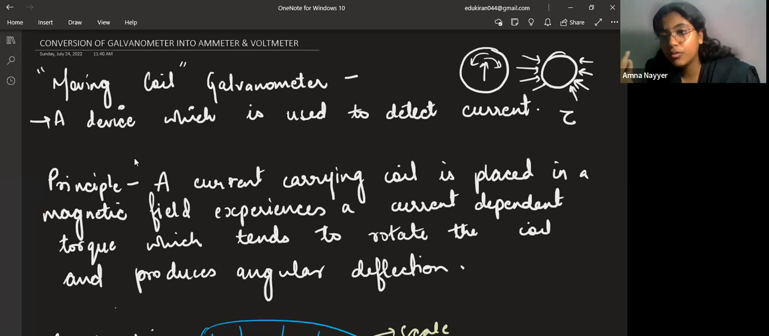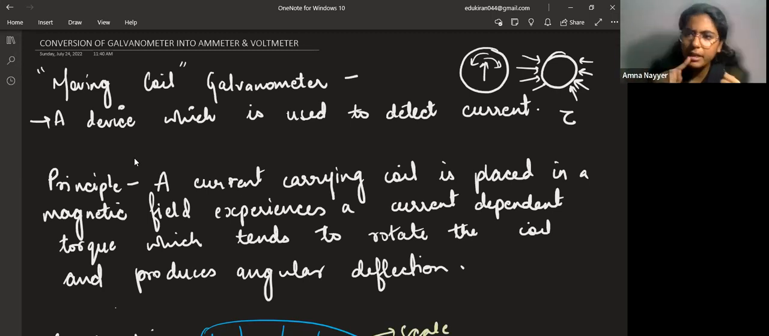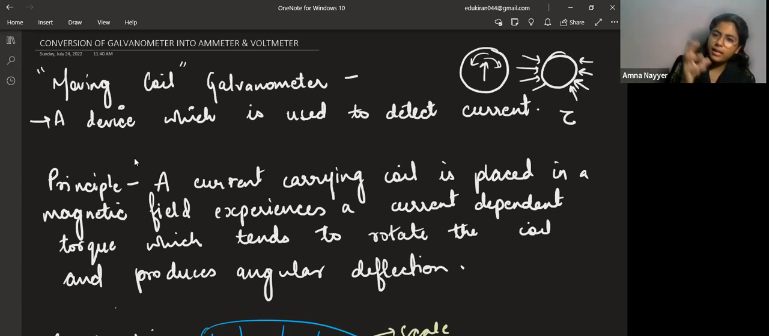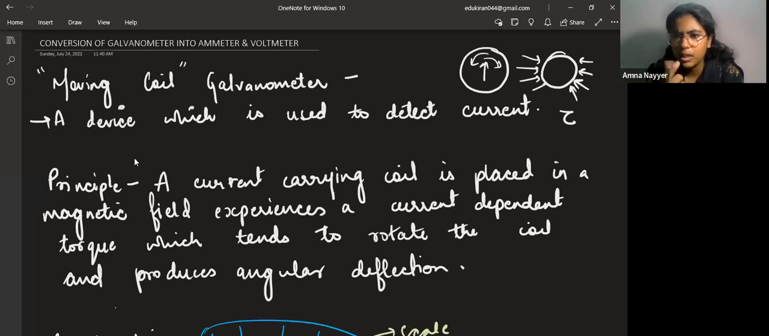But how much current is flowing, what is the intensity of current flow, that is calculated using your ammeter. Ammeter will give you the exact value for it. Voltmeter will also give you the value for voltage. That is not the work of galvanometer. Galvanometer's work is just to detect the current that is present. Now see, the principle of moving coil galvanometer is that whenever this current carrying coil is placed in a magnetic field, torque occurs, and that torque rotates basically the dipole, rotates it, and what happens?